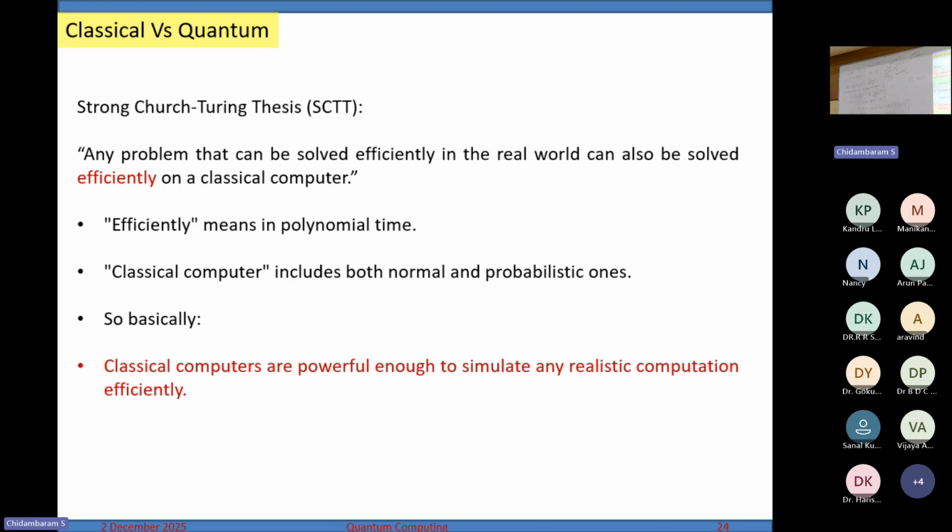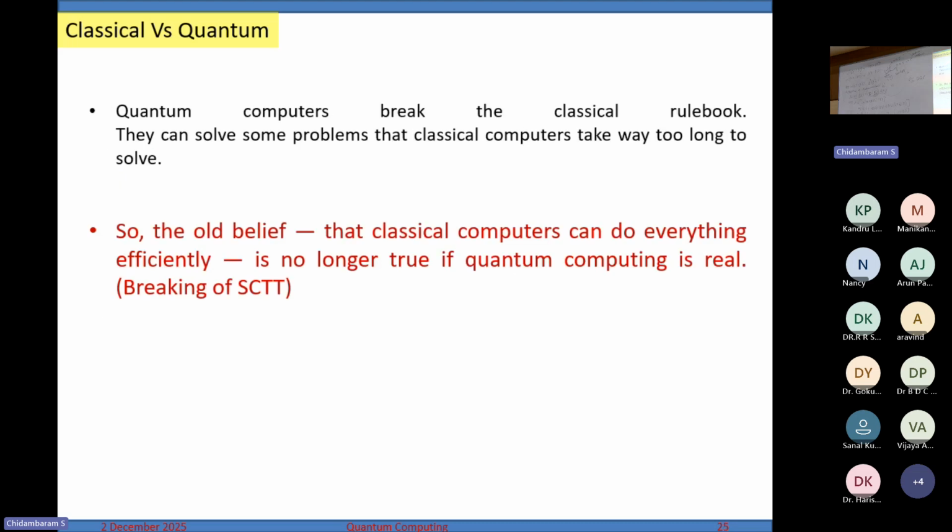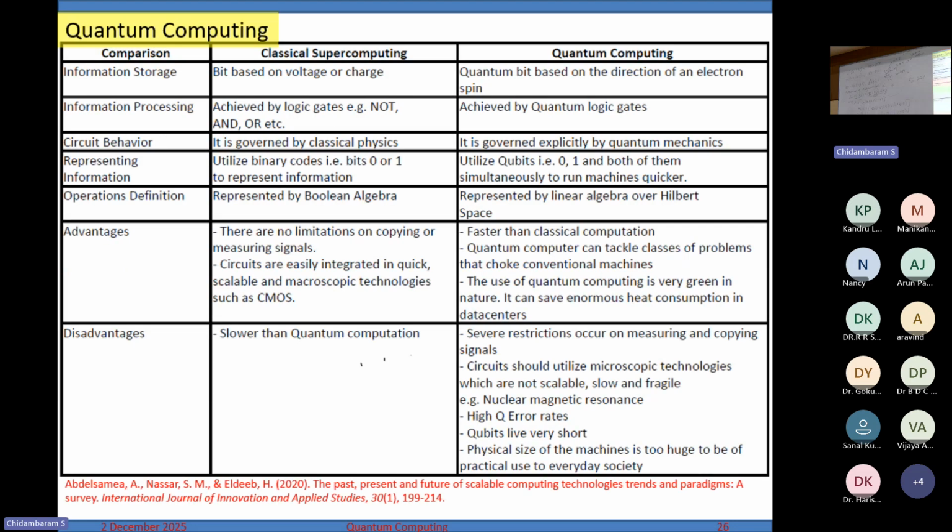So quantum violates the Church-Turing thesis, which says that any problem solved efficiently in the real world can also be solved efficiently on the classical computer. Classical computers are powerful enough to simulate any realistic computation. That's what the Turing thesis says, that classical computers can do everything efficiently. So the breaking of the Church-Turing thesis happens with quantum computers.